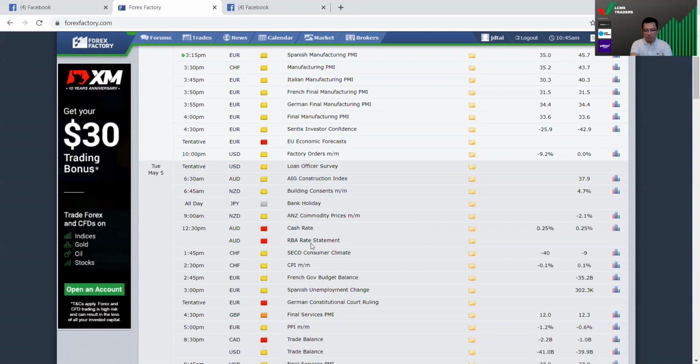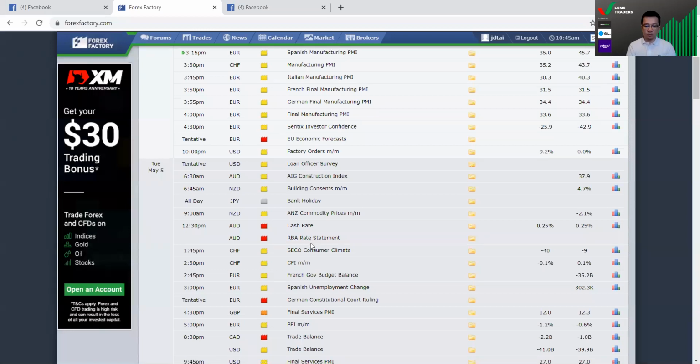So that's what we're going to look for in the rate statement coming from the Reserve Bank of Australia, whether they're likely to implement any further QE, or any other tools which they might implement to try and stimulate the economy, which could weaken the currency. All right. So Aussie, that's what we're looking for tomorrow at 12:30 p.m. We'll look at that.